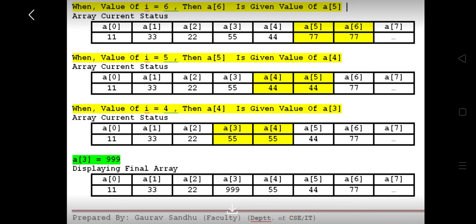Now if you observe very carefully, the items 55, 44 and 77 have been shifted to the right hand side in the array. Now by looking at the statement which is highlighted in green color, it says that at position A3 you insert 999. So at position A3, 999 is inserted, which is shown at the bottom of the screen.